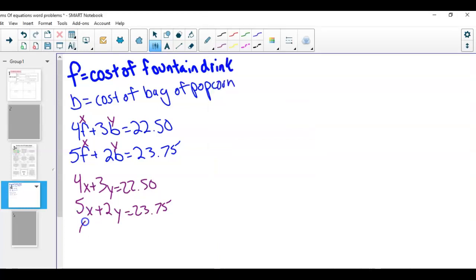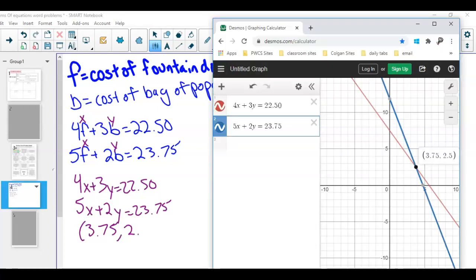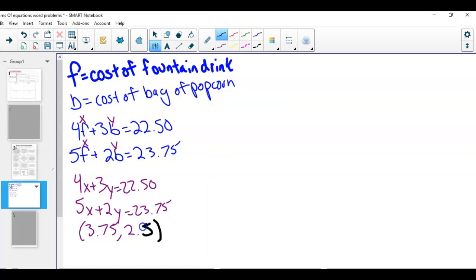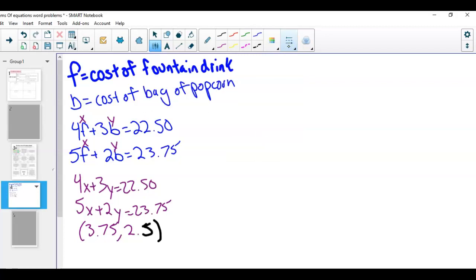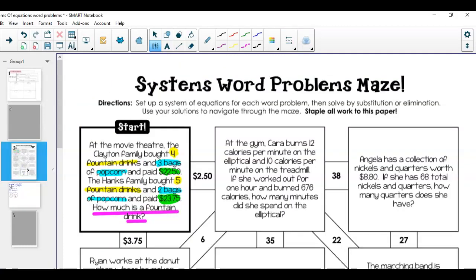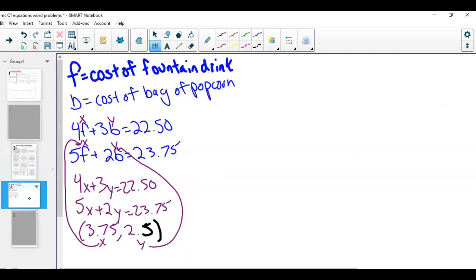375 to 25. Was it 25 or just 5? Just 5. Oh. Right? I have to remember that this is x, this is y. X is the same thing as f. Y is the same thing as b. And it asks us to find how much a fountain drink is. So f is x. So I can say that the cost of my fountain drink is $3.75.